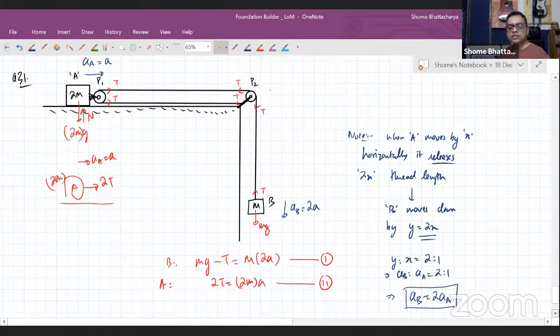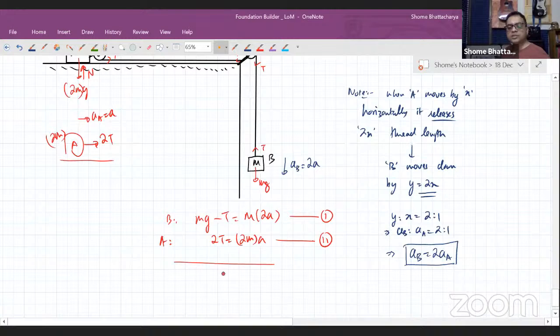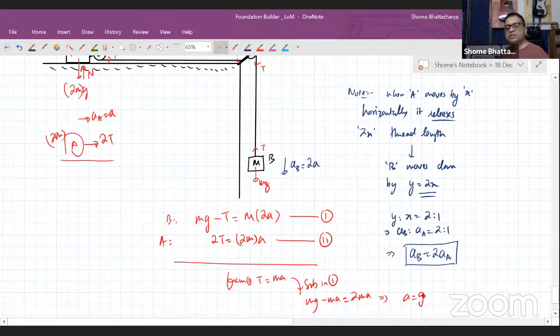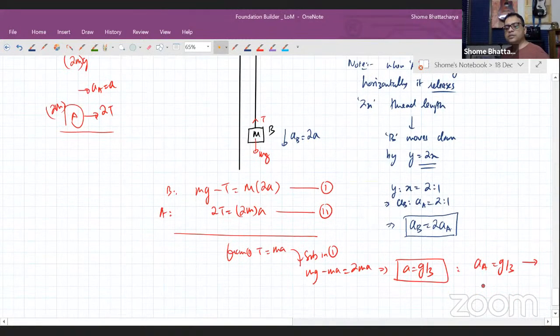Now you have to just solve this very easily. So substitute from equation 2, you have T is equal to ma. Substitute that in equation 1. So you have mg minus ma is equal to 2ma. So you're getting A as g by 3. Accordingly, acceleration of A will be g by 3 in this direction, and acceleration of B will be 2g by 3 vertically downwards.